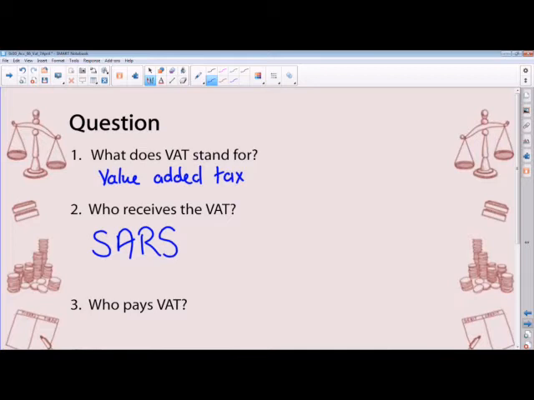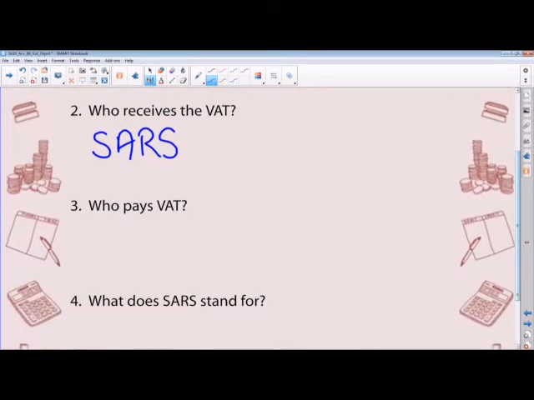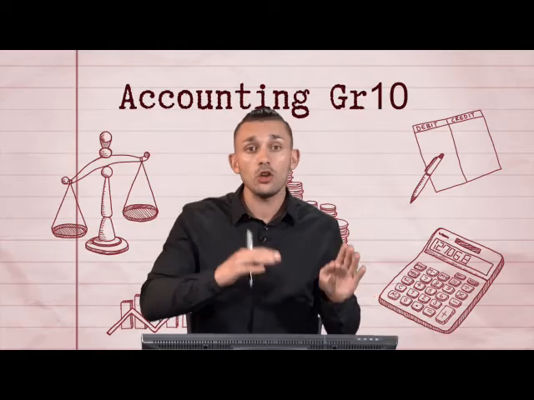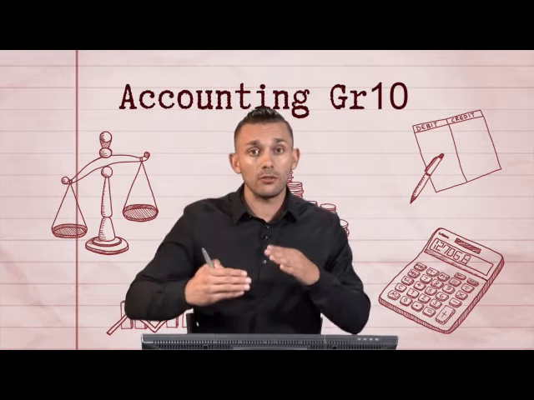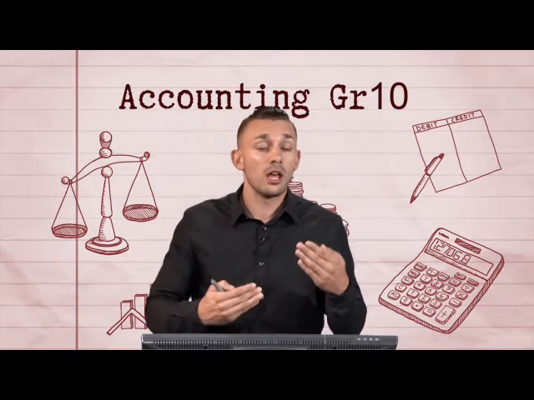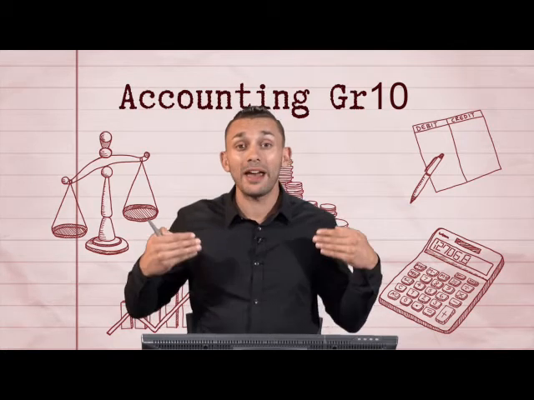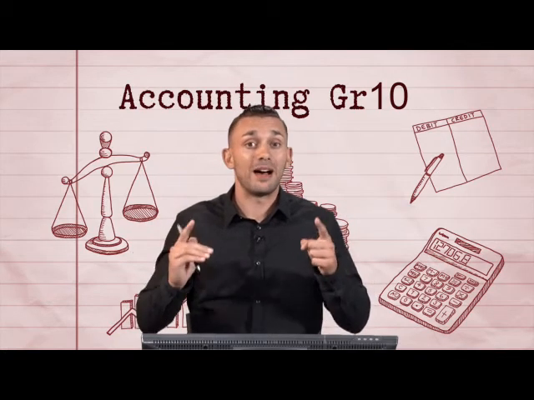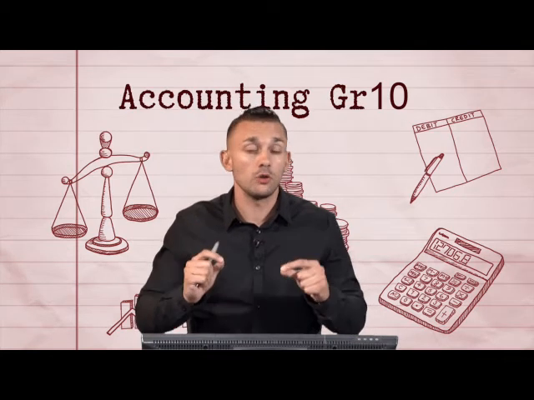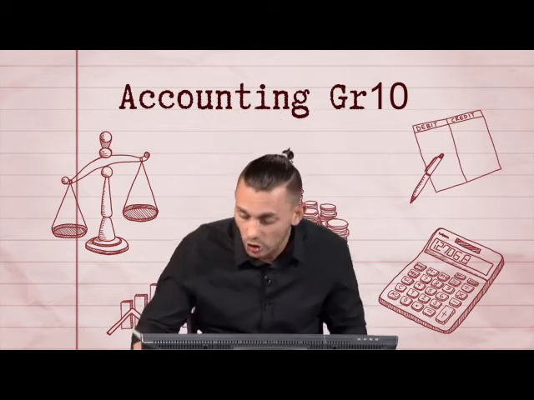Who pays VAT? And this is a tricky one. Who pays VAT? And the answer will be the final consumer. The final consumer will pay tax and all the VAT collected. Now remember, who's the final consumer? There will be different people in a value chain. So there will be value added through a chain, and then at every step there will be VAT charged. But all of that VAT will be paid over to SARS in the end by the final consumer, the person using the product.